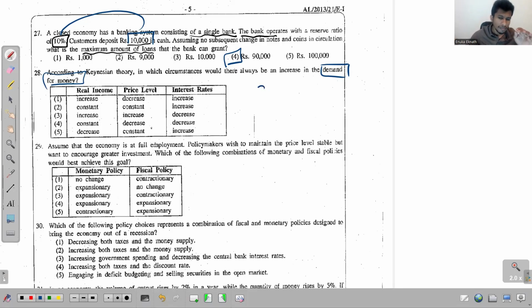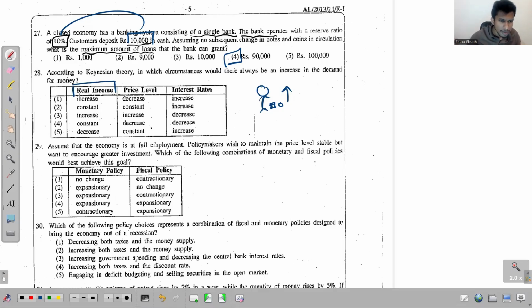Now, for example, in your pockets, if you have a higher amount of cash in the form of notes and coins, your money demand is high, right? So we need to recognize in which one of the following circumstances this money demand will be really high. So what are the given variables? The first one is real income, second one is price level, and the third one is interest rates. So we will just discuss it in this way.